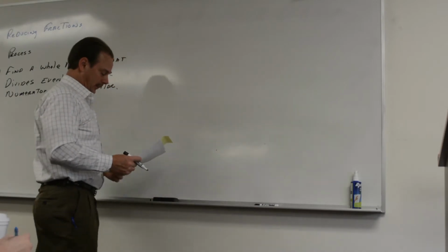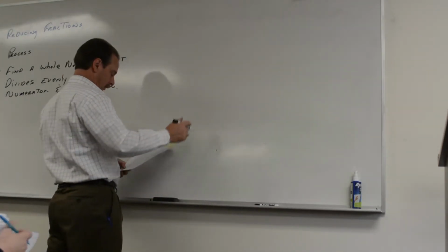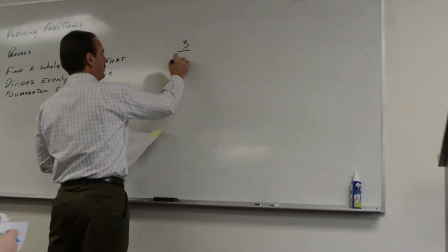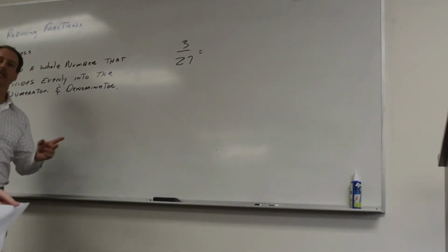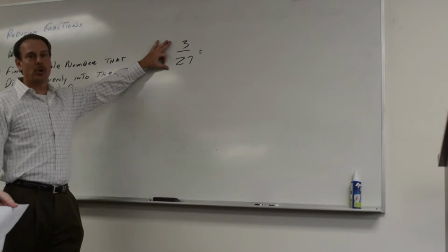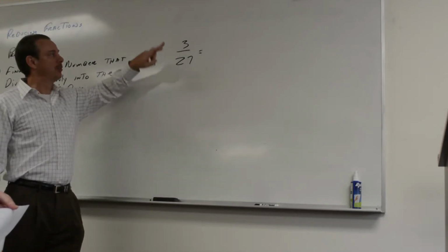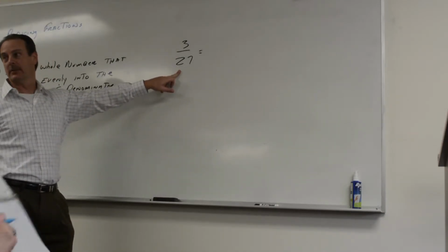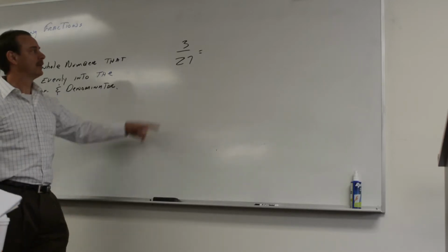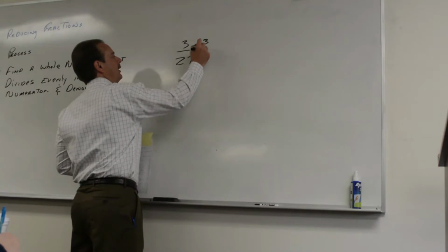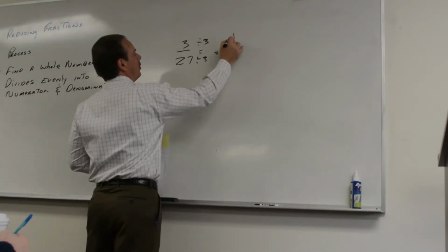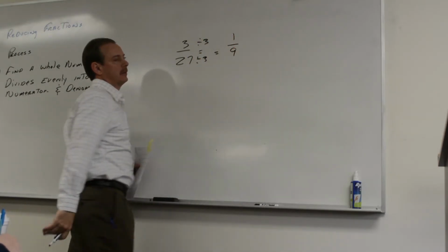Let's take 3 over 27. One trick, usually on textbook problems, is to try the numerator directly into the denominator. Does 3 go into 27? Yes. So if we divide both of these by 3, we're going to get 1 over 9.